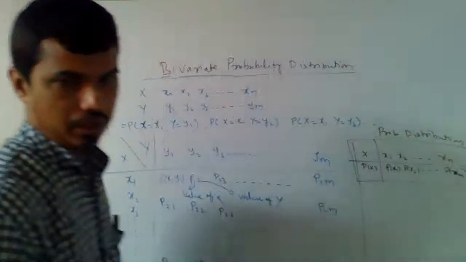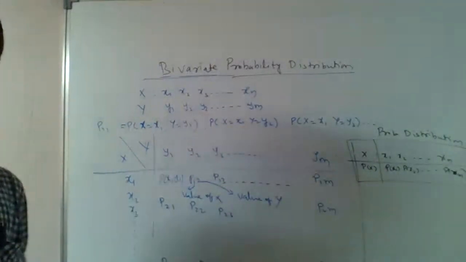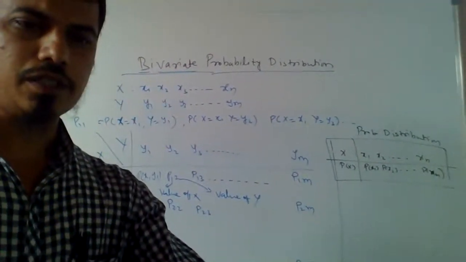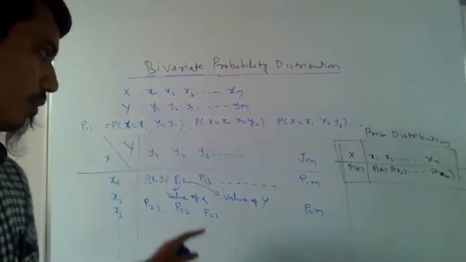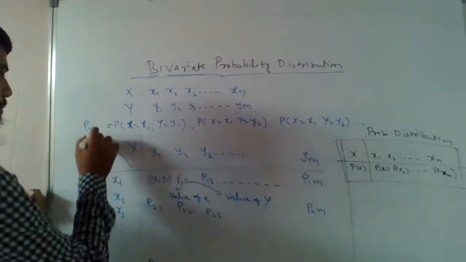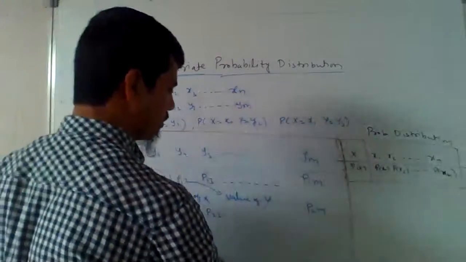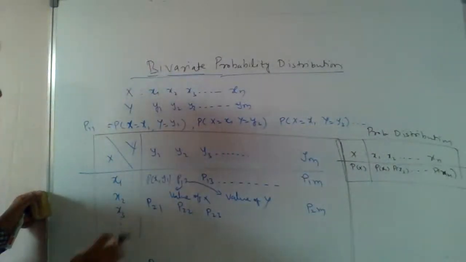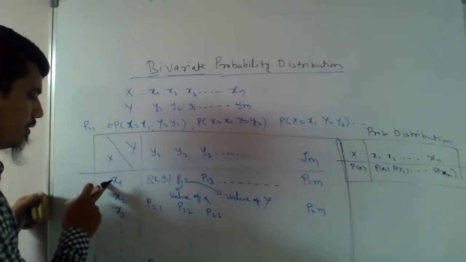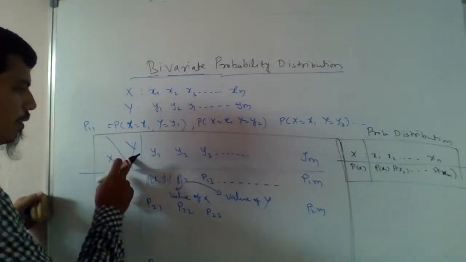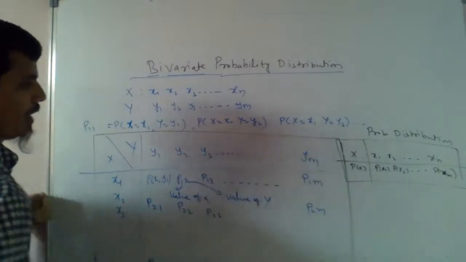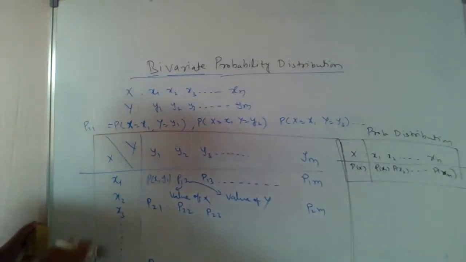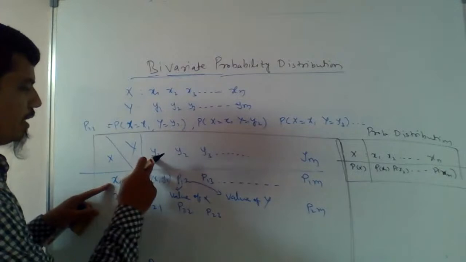If there are two random variables, then the probability distribution is given by this table. Because there are two random variables, you have to consider all the possibilities. Where x takes the values x1, x2, x3, and so on, xn, and y takes the values y1, y2, y3, and so on, ym. So you have to think about the combinations, like x takes value x1 and y takes value y1.